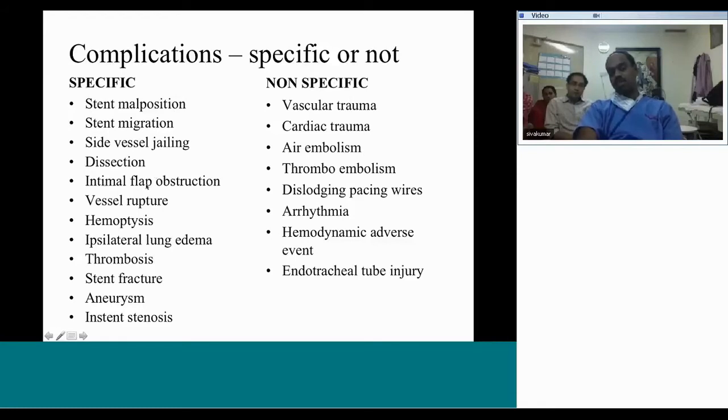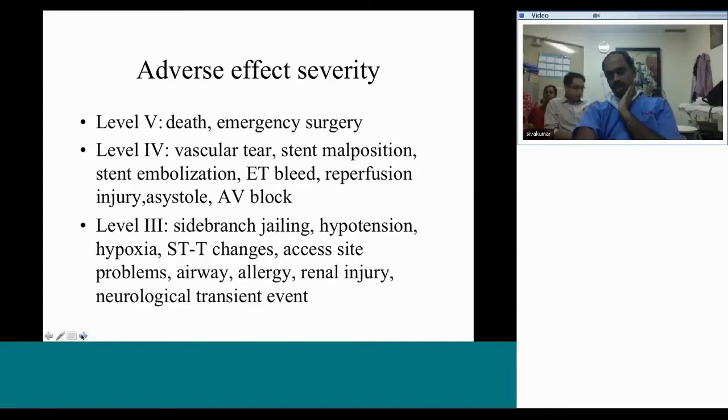Specific are stent getting malposed, stent migration, side vessel jailing, dissection of pulmonary artery, intimal flap of the pulmonary artery completely obstructing the branches of the pulmonary artery, vessel rupture, hemoptysis caused by guide wire perforation, ipsilateral lung hyperperfusion edema due to sudden hyperperfusion, thrombosis of the pulmonary artery, stent fractures, aneurysms of the pulmonary artery, and progressive in-stent tissue restenosis. So these are the various complications.